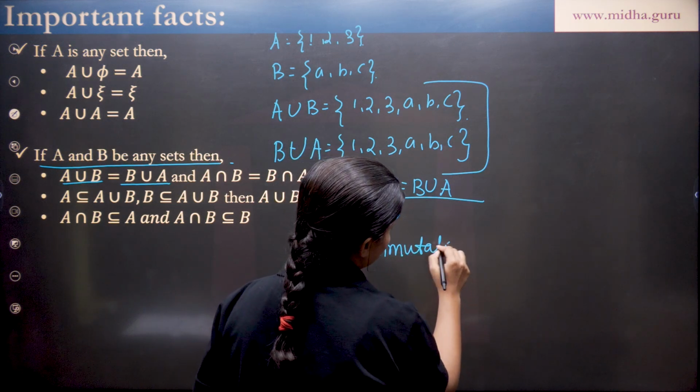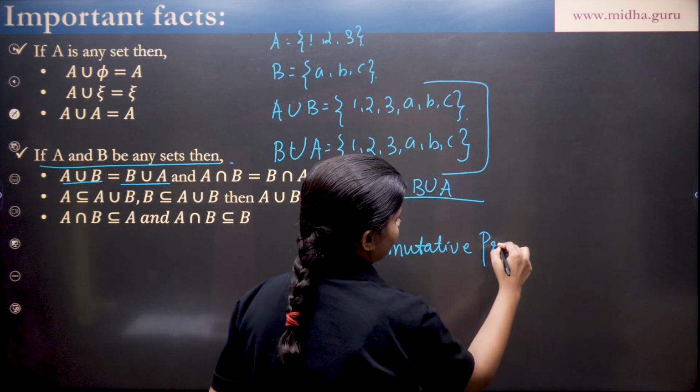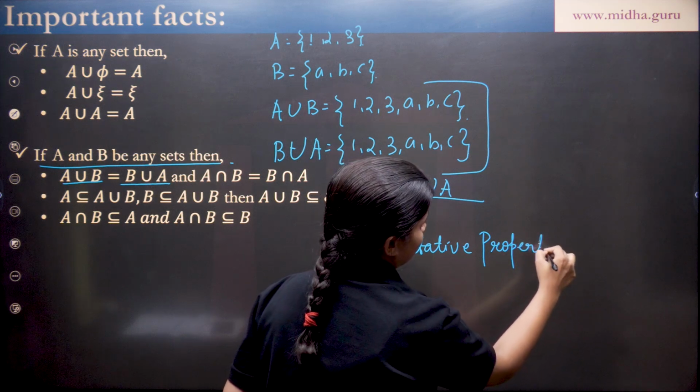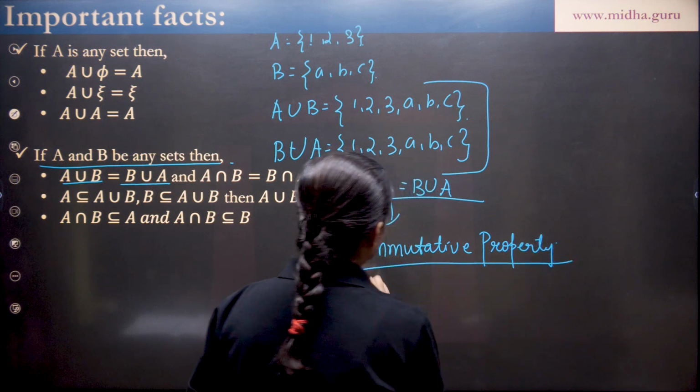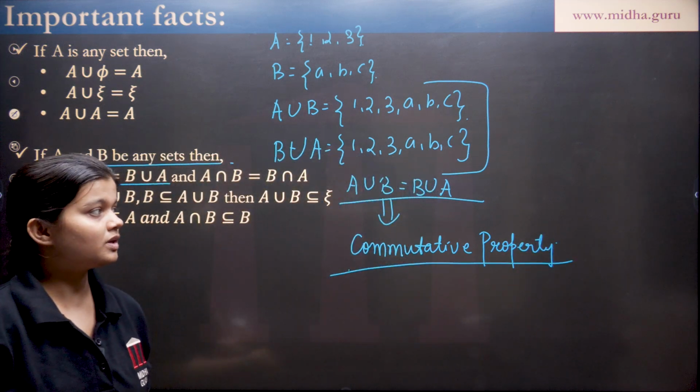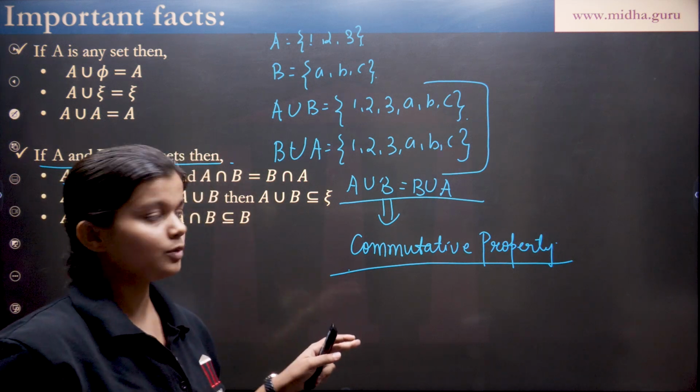Commutative property. Okay, A union B is equal to B union A, which is also known as commutative property.